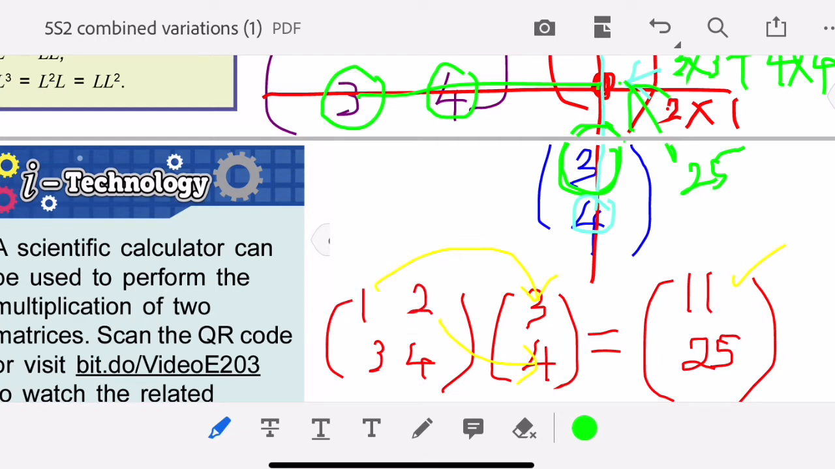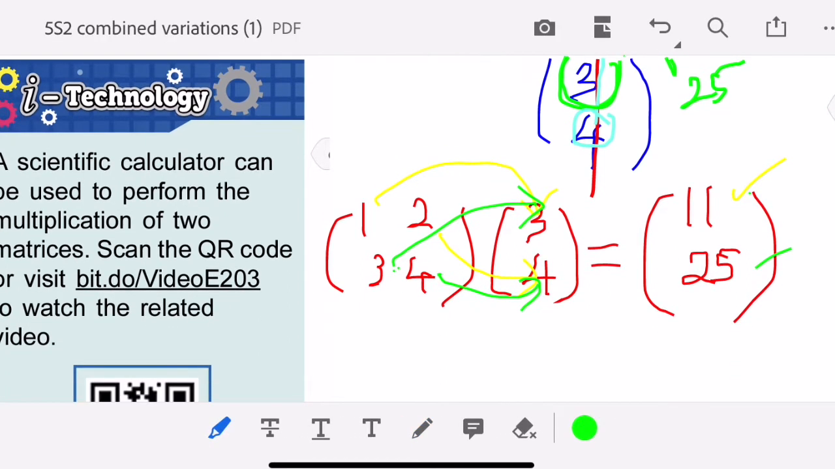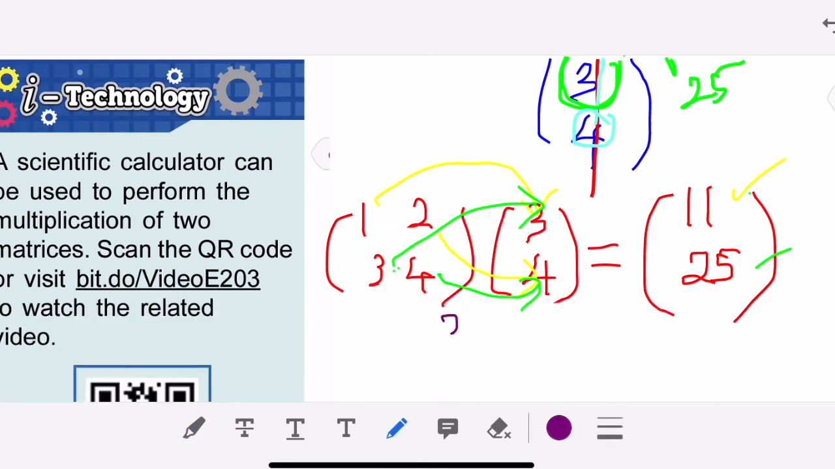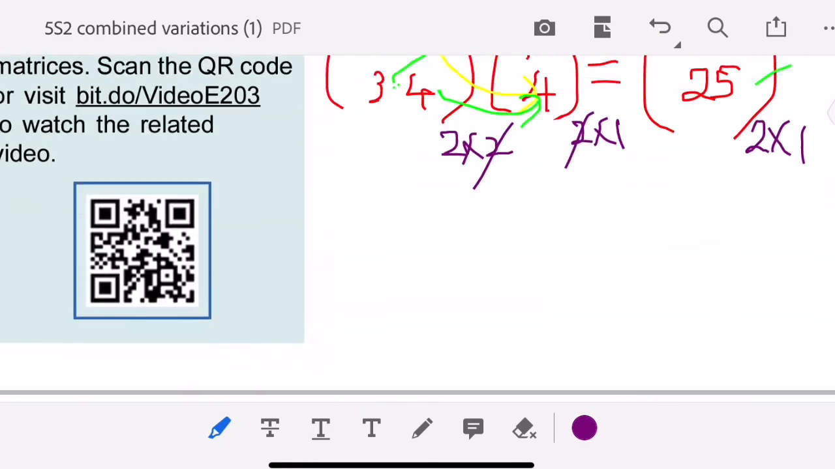Now let's see how to get the answer 25. You take 3 times 3, which is 9, and then plus 4 times 4, right? So you get 9 plus 16, which is 25. So the order of the matrix can be obtained easily if you study like this. Always focus on the order 2 by 2 and 2 by 1, and you can cancel out like that. So the answer is 2 by 1. Got it? That is multiplication of the matrix.